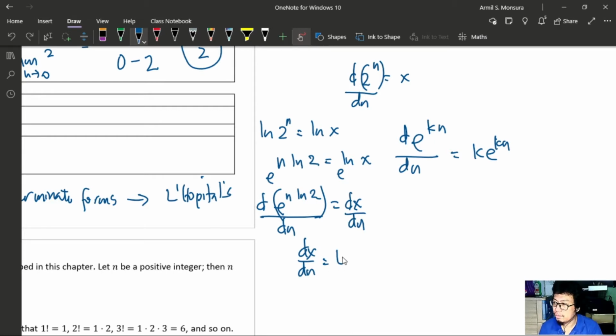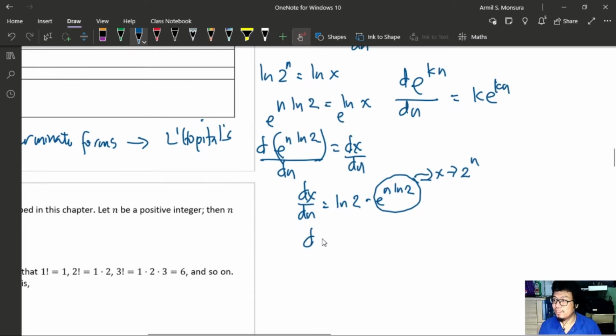This is the natural logarithm of 2 times e raised to n times the natural logarithm of 2. But take note that this number is simply x, and x is simply 2 raised to n. So therefore this number is actually 2 raised to n. So therefore the derivative of 2 raised to n with respect to n is basically ln of 2, or the natural logarithm of 2, times 2 raised to n. So that's how we get the derivative of your exponential number.